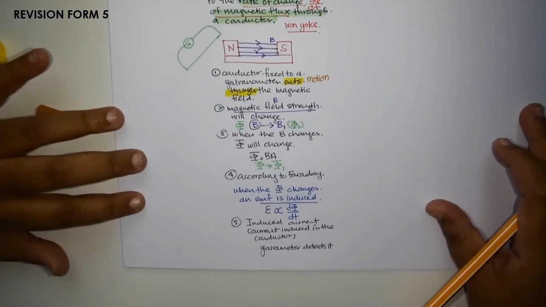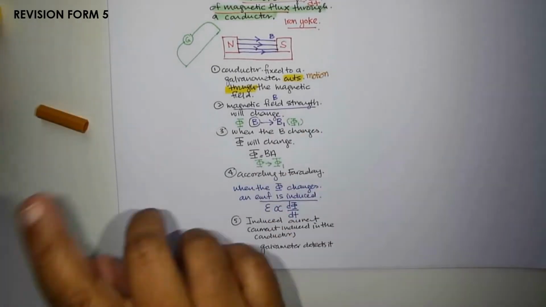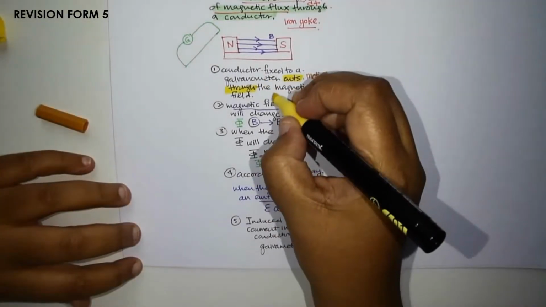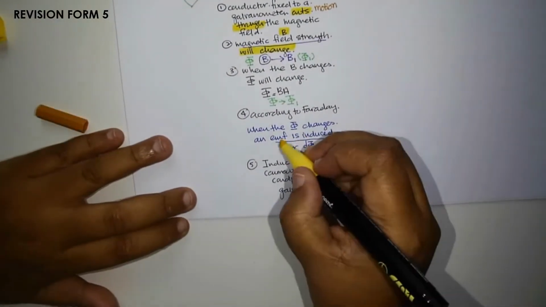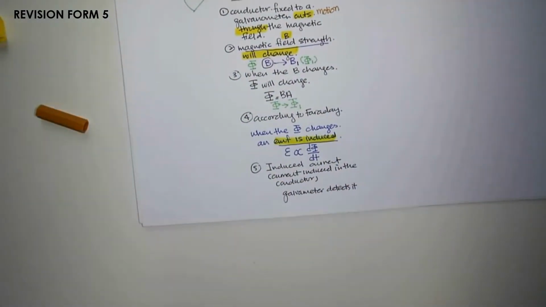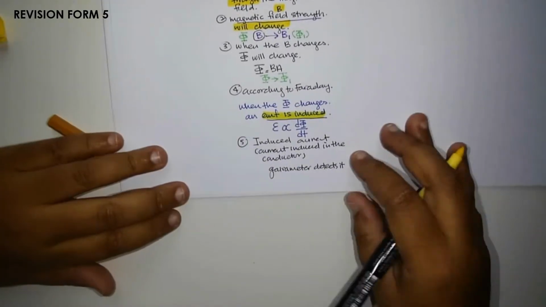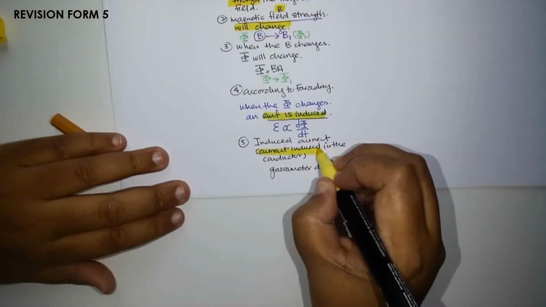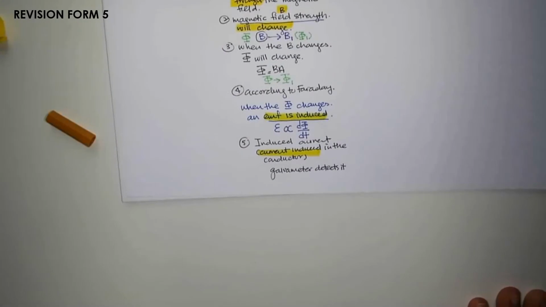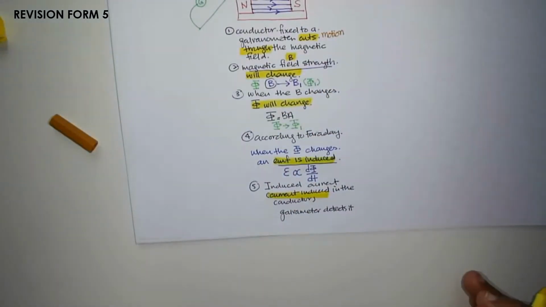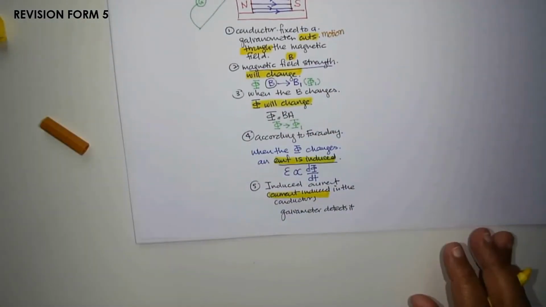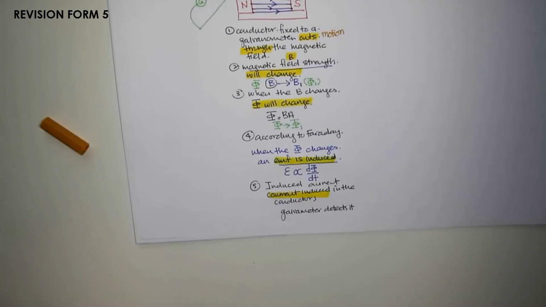Then what will happen? Magnetic field strength will change. B will change. When B changes, what will happen? EMF is induced. When EMF is induced, what will happen? Current is induced. If B changes, phi also will change. Magnetic flux also will change, and then EMF is induced, current is induced.